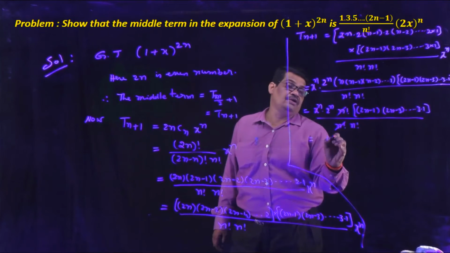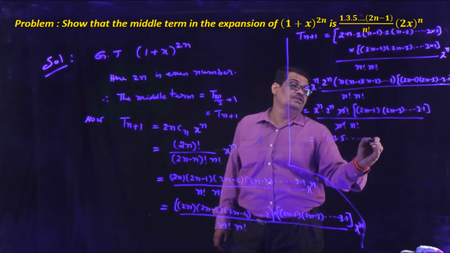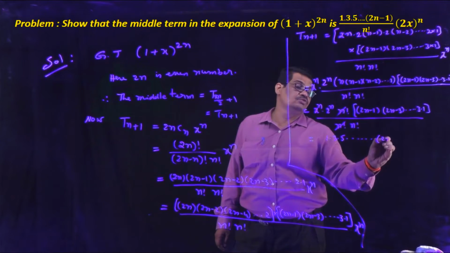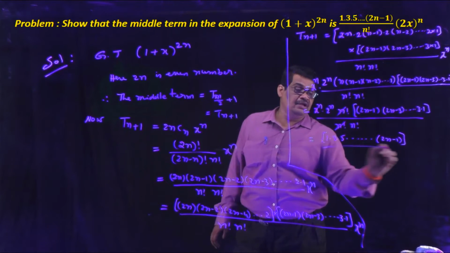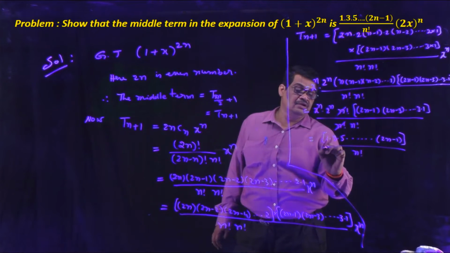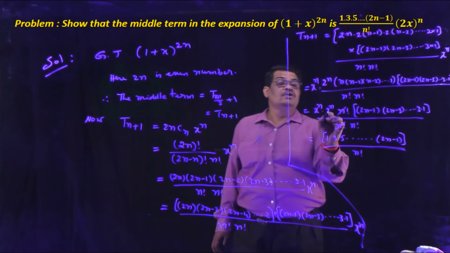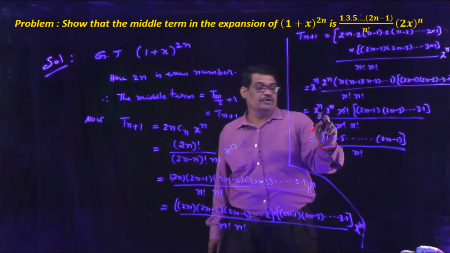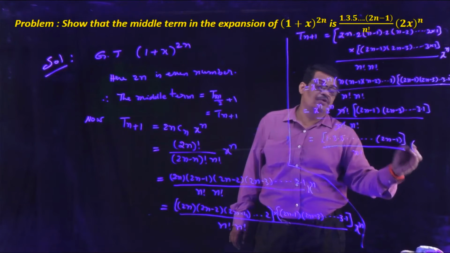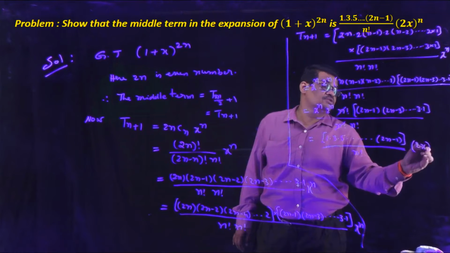So that is 1 into 3 into 5 into and so on. These are the terms, that is 2n minus 1. These are the terms in the numerator, divided by n factorial, into 2 power n into x power n. Here x power n into 2 power n can be written as, since the power is the same, 2x to the power of n.